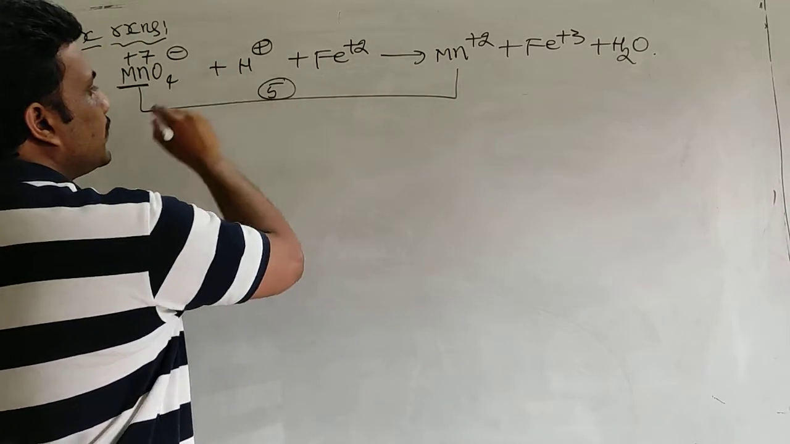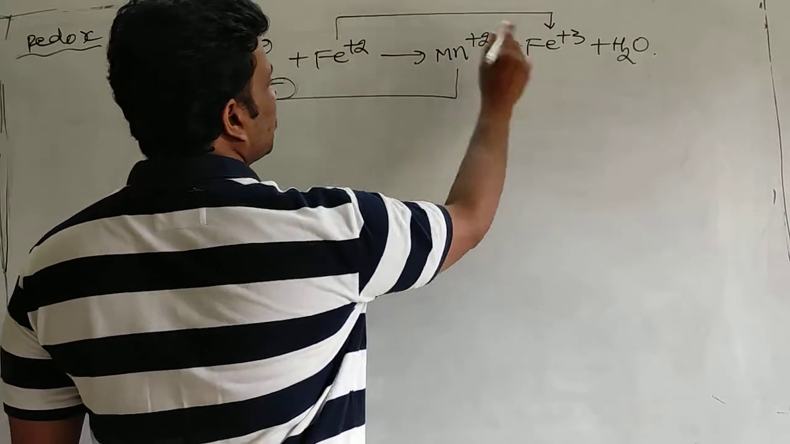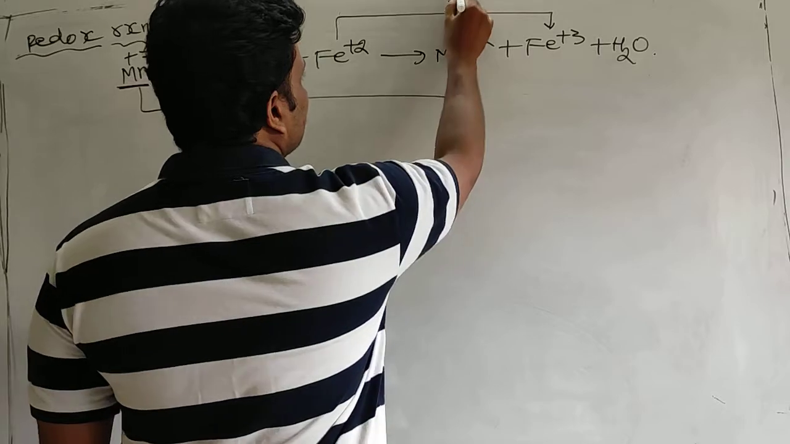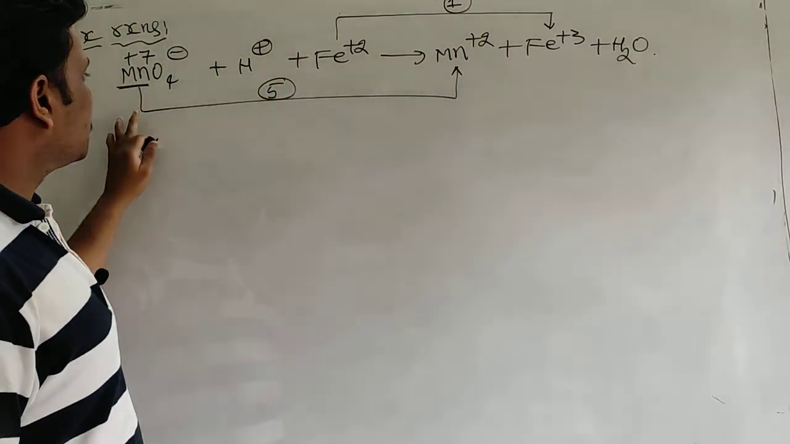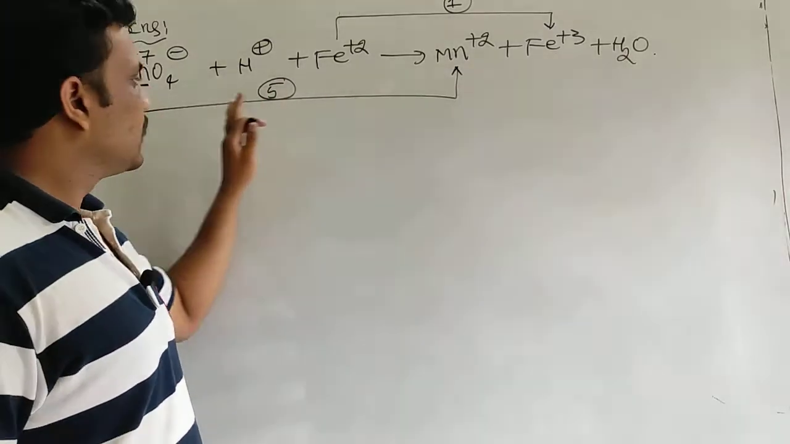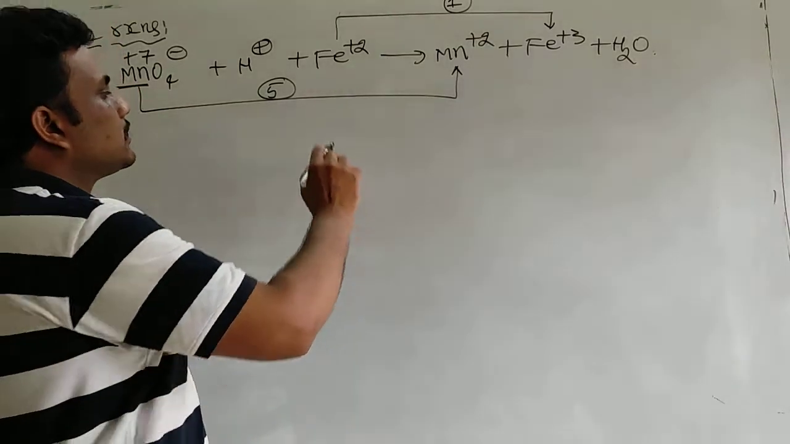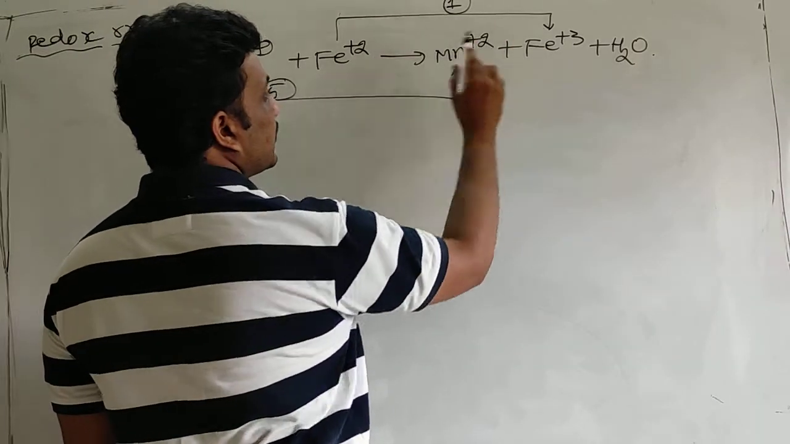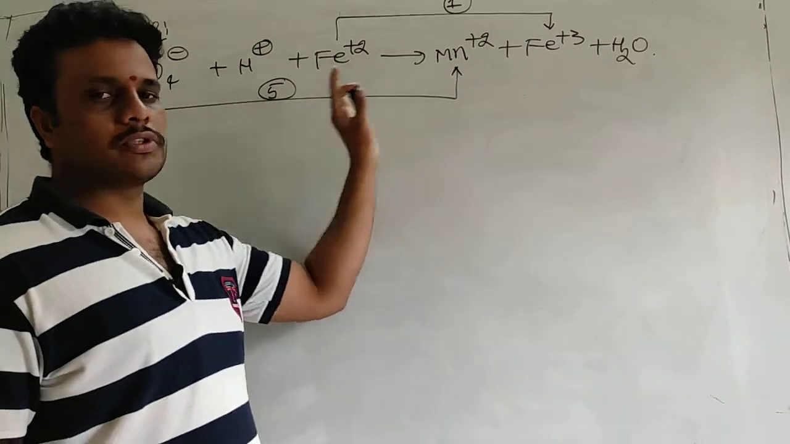That is 5 units. Fe +2 to Fe +3, the change in oxidation state is 1. The change in oxidation state is 5. And you know the substance which undergoes reduction, actually decrease in oxidation number is reduction. The substance which undergoes reduction acts as oxidizing agent, and the substance which undergoes oxidation acts as reducing agent. It is the oxidizing agent, it is the reducing agent.